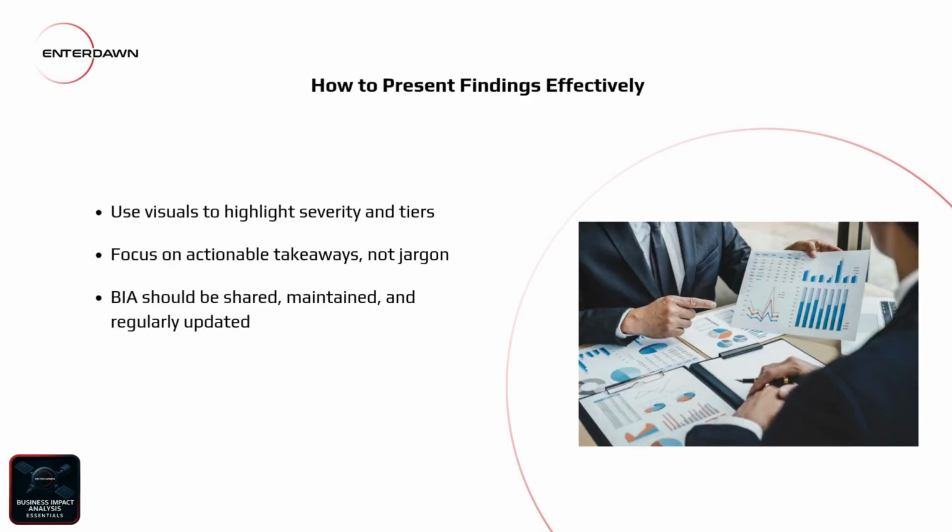It's also important to use simple visuals or summaries to highlight key insights, such as impact severity and process tiers. Avoid technical jargon and emphasize the practical takeaways: what matters most, where the risks are, and what needs to happen next. Most importantly, reference that the BIA is not a one time exercise. It should be shared, acted on, and updated regularly as the organization evolves.